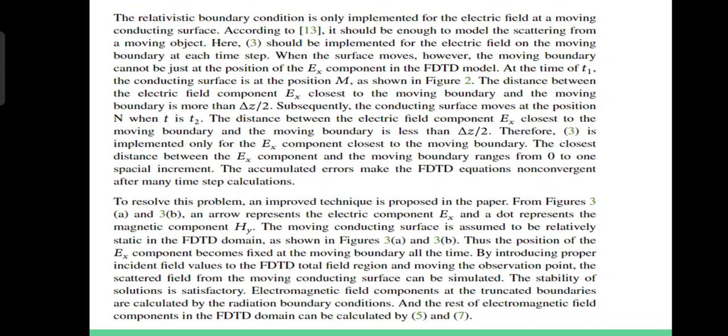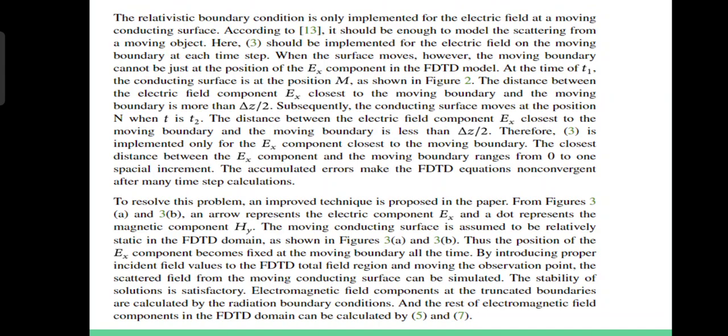According to it, it should be enough to model the scattering. A moving object here should be implemented for the electric field on the moving boundary at each time step. When the surface moves, however, the moving boundary cannot be just at the position of a component in the FDTD model.